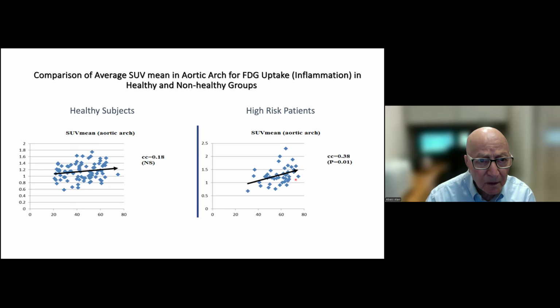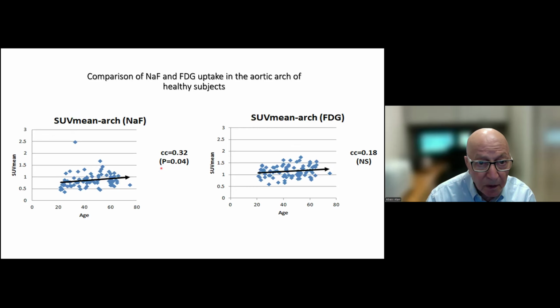So this is showing you the aortic arch uptake of FDG in low risk healthy subjects, and this is in high risk patients. And clearly, we see the rise of uptake of FDG in the arch of the aorta with a significant p-value less than 0.01 versus healthy subjects that don't show significant changes. So this is clearly showing that inflammatory plaques in the high risk subjects pick up a lot of FDG, and you can see it so clearly on the graphs that I'm showing you.